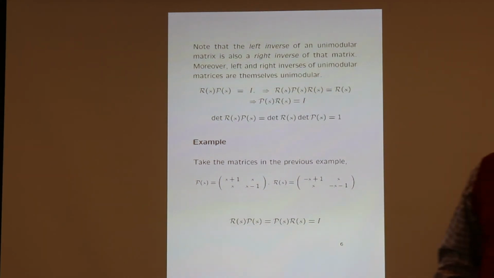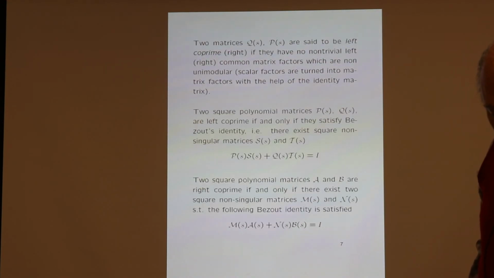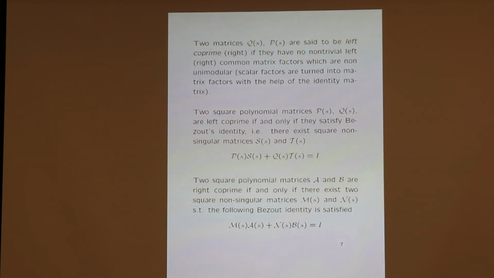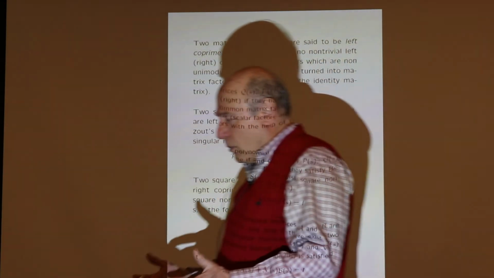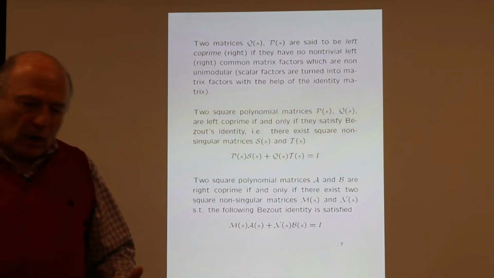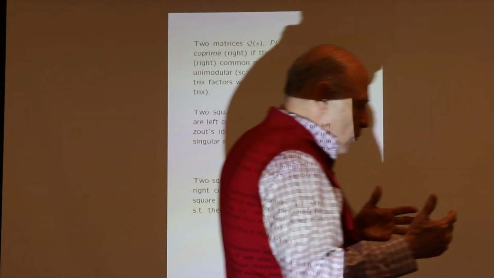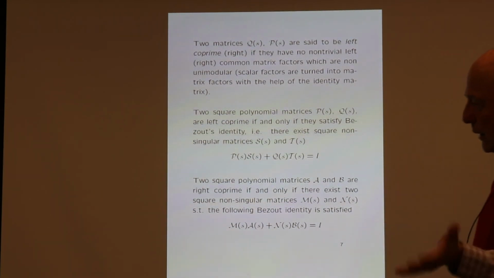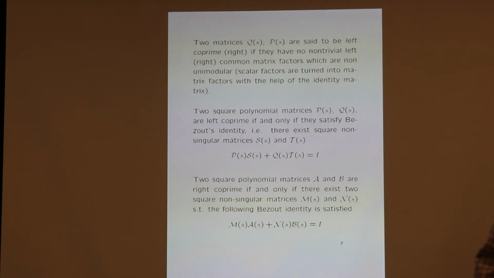So unimodular matrices are very nice because they are closed in the set of all matrices that have constant determinants. The product of two unimodular matrices is also unimodular, because the determinant of the product is the product of the determinants, and since each determinant is a constant, the product of constants is a constant. Therefore, the product of two unimodular matrices is unimodular. For every unimodular matrix there exists an inverse, a left or right inverse, which is also unimodular.